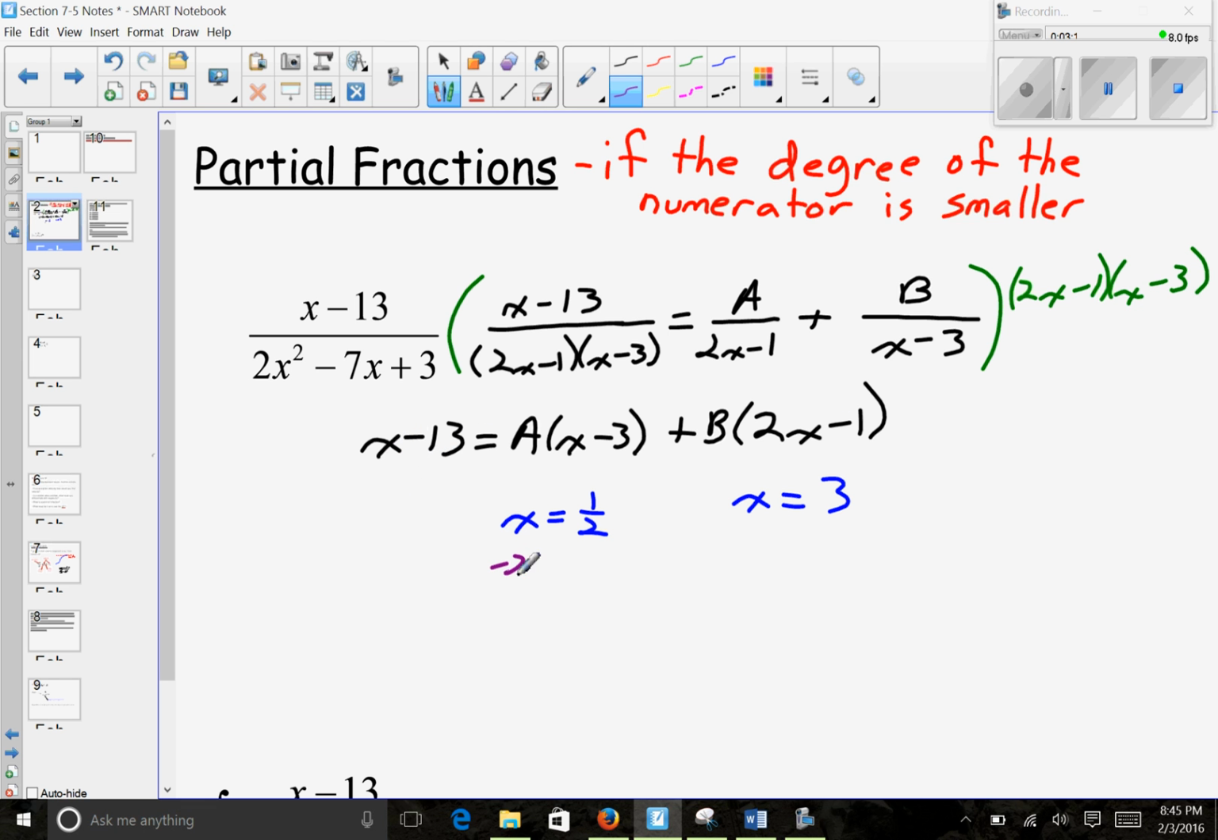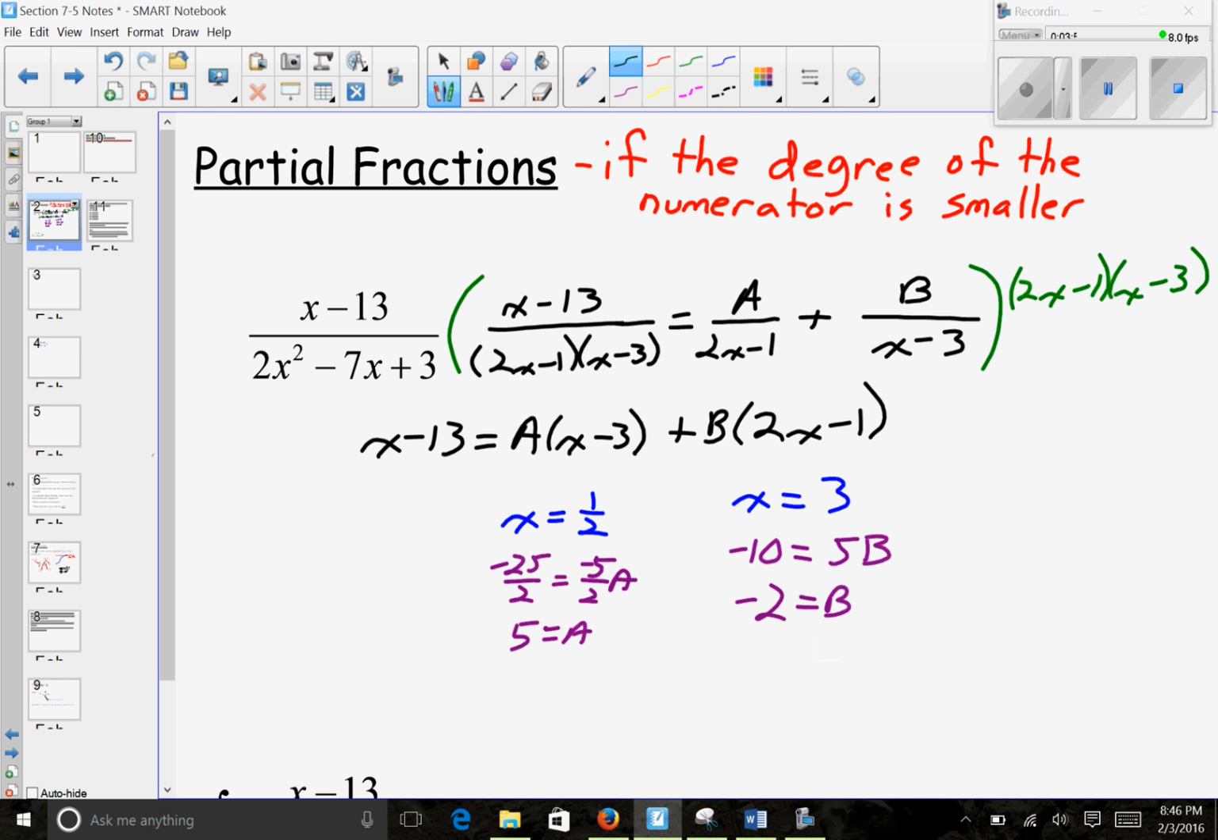If x equals 1/2, and I plug that in for x in my polynomial equation, 1/2 minus 13 is negative 25/2. Then A times negative 5/2. But when I plug the 1/2 in here, this becomes 0 and the B is gone. We're left with a simple equation that we can solve for A, and we get that A is 5. If I then plug 3 in for x, 3 minus 13 is negative 10. 3 minus 3 is 0, so the A is gone, and that's going to equal 5B.